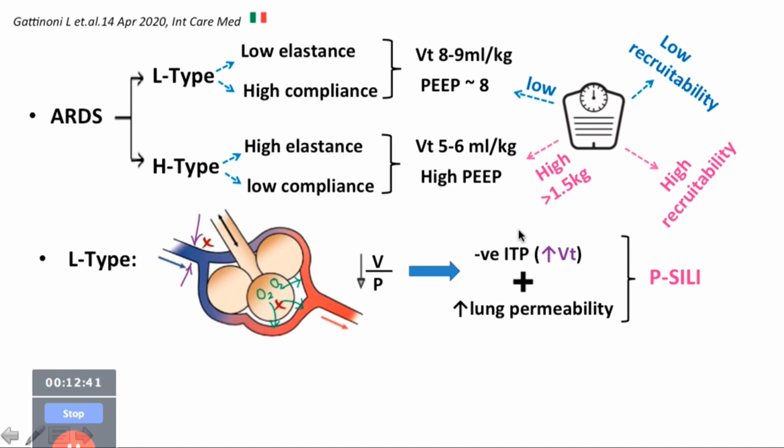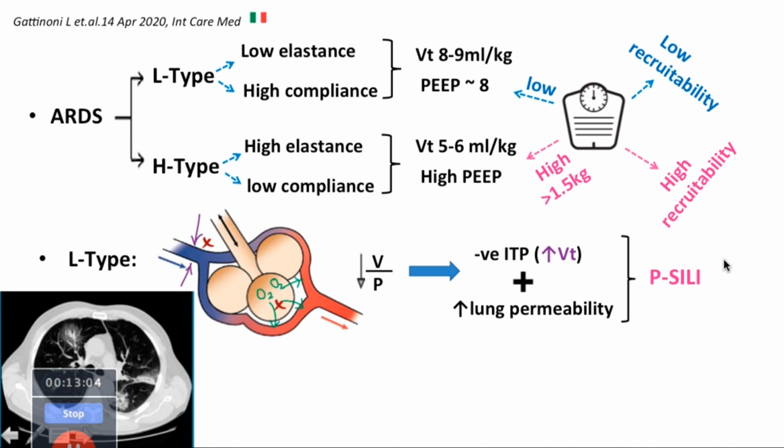So this is the scientific hypothesis in L type, where there is a ventilation perfusion mismatch and a lack or absence of hypoxic pulmonary vasoconstriction, and there is a self-driven negative intrathoracic pressure which increases tidal volume, leading to patient self-inflicted lung injury, which is called P-SILI.